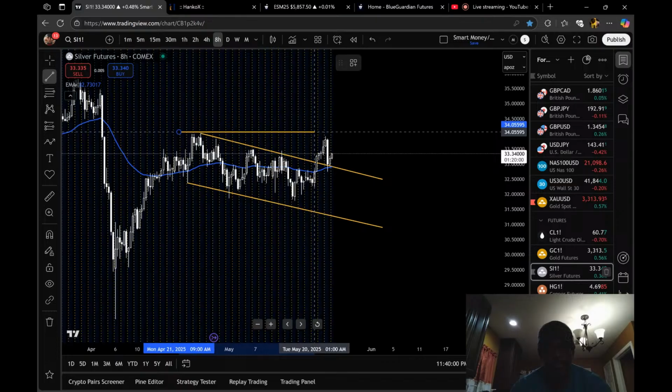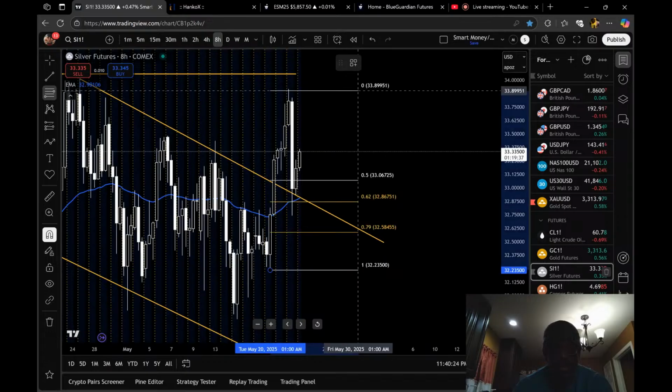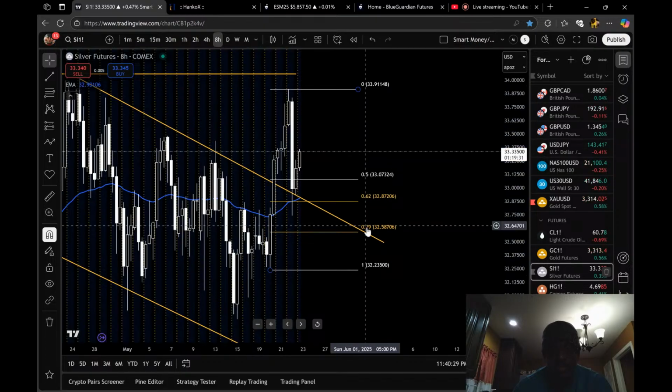And now look at that. Remember I told y'all about the optimal trade entry? Look, between the 6.2 and the 7.9. Y'all see that? Another flag. This is ready to go up.